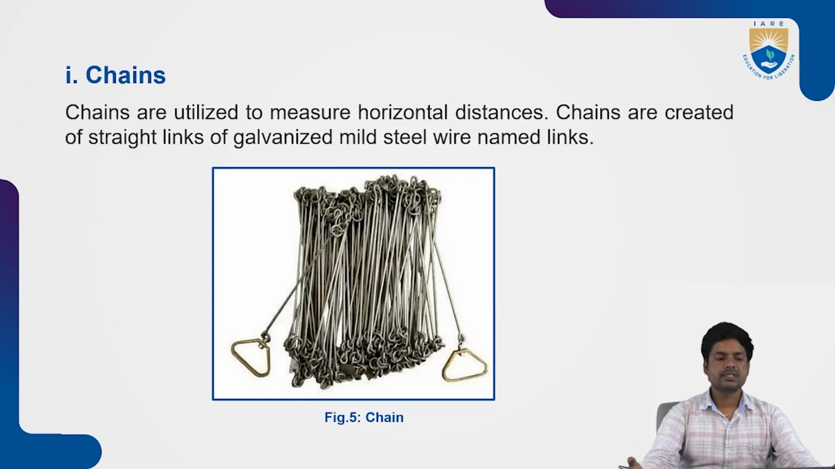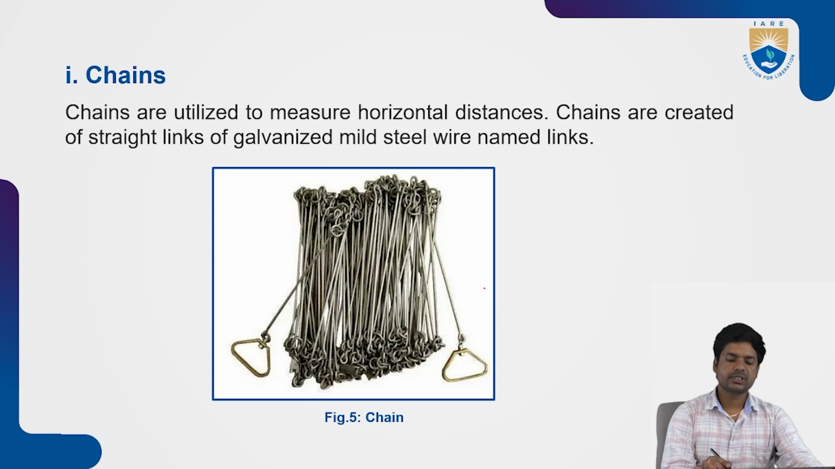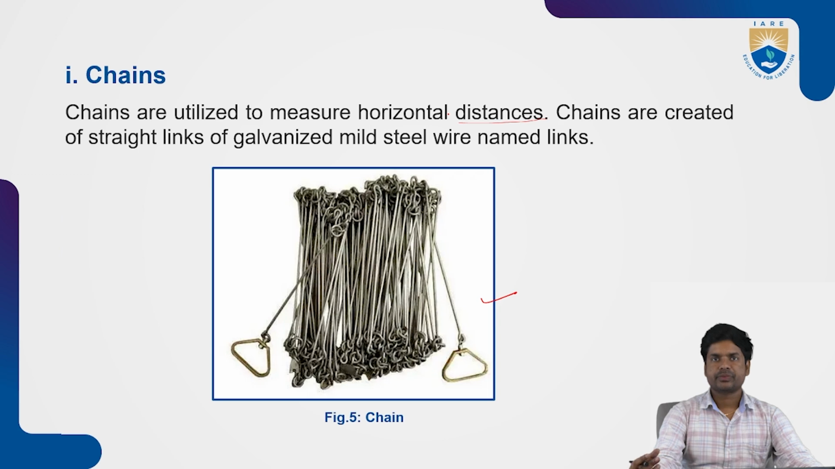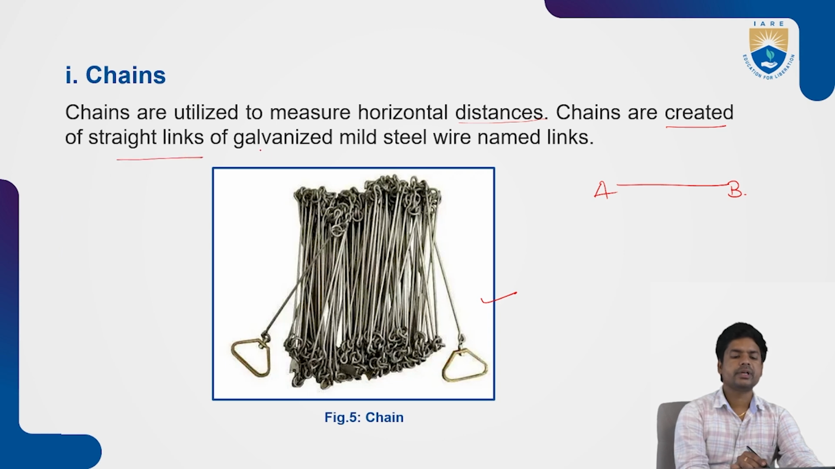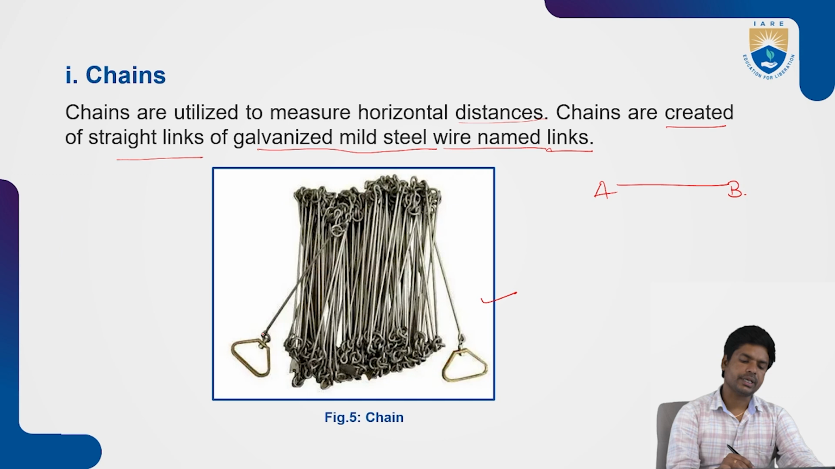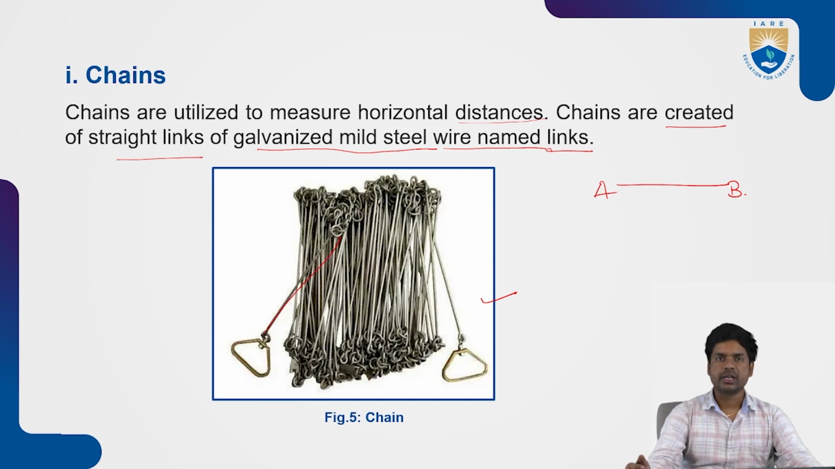The first equipment is the chain. In this picture you can see the chain. Chains are utilized to measure horizontal distances. So the major usage of the chain is to measure the horizontal distances from one point to another point. Chains are made of straight links of galvanized mild steel wire, called links. If you see the chain link, this is a straight link prepared with galvanized iron.